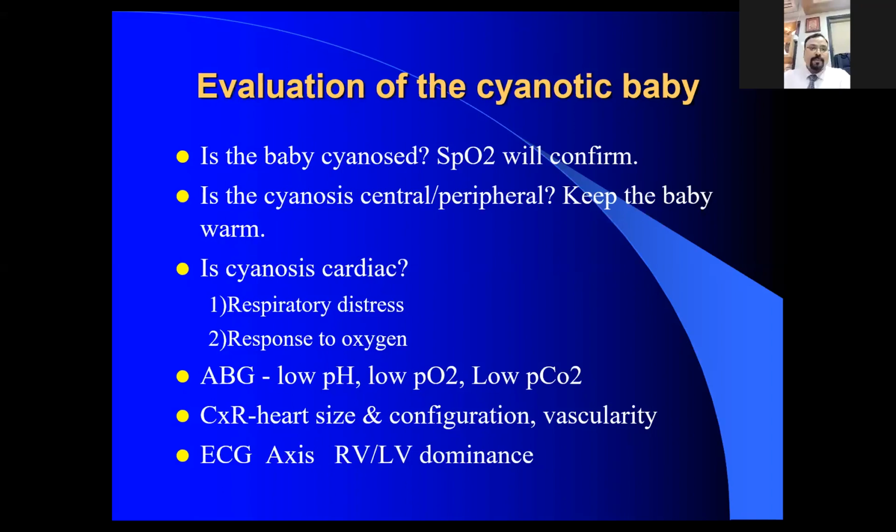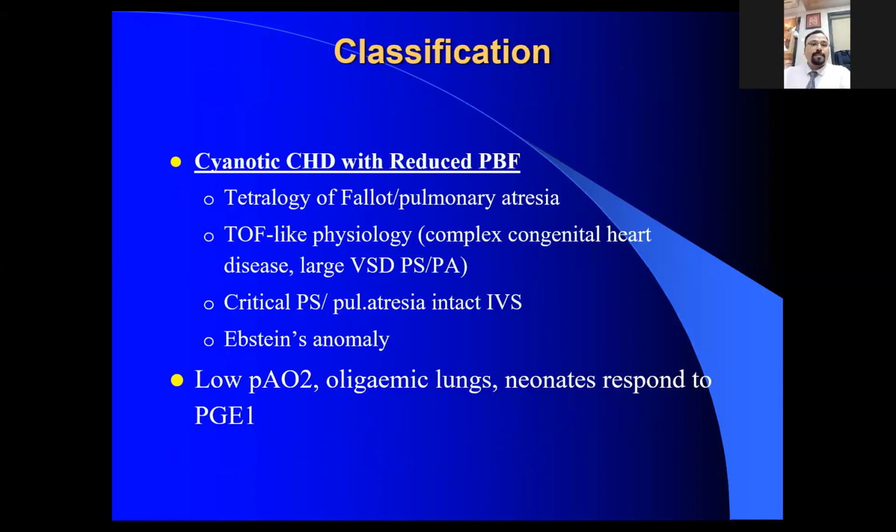And your ECG is very helpful because you will see RV or LV dominance. Like TOF physiology, there will be right axis deviation, there will be right ventricular hypertrophy associated with left ventricular hypertrophy. And in tricuspid atresia, you will see left axis deviation with dominant left heart forces, dilated LA, dilated LV. In AV septal defect, you will see left axis deviation. Okay. So ECG and X-ray, these two are very important things in evaluation of cyanotic baby. Next.